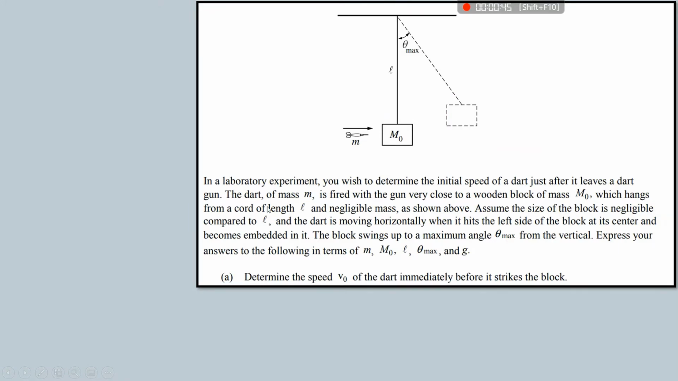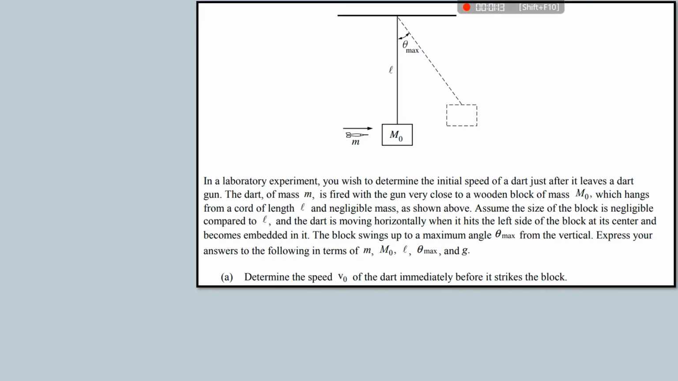Okay, so our setup. We've got this lab experiment where we're going to fire a dart at a block that's at the end of a string. We're firing very close to the wooden block, hanging from a cord of length L of negligible mass. Assume that the size of the block is negligible compared to the length, and the dart is moving horizontally when it hits the left side of the block and becomes embedded in it. The block swings up to a maximum angle theta from the vertical.